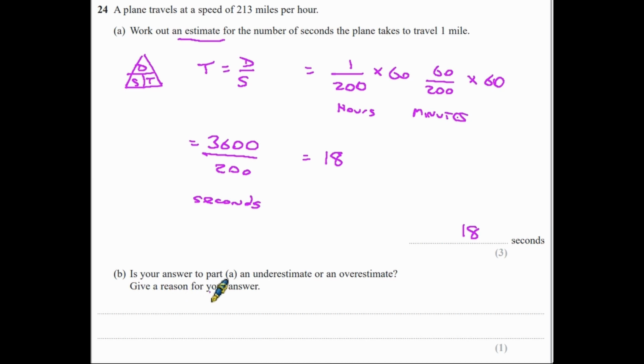Now part B said, is your answer an underestimate or an overestimate? Actually, if you look at what we've done, we have used a speed of 200 miles an hour. The plane is actually going at 213 miles an hour, so the time is actually going to be a little bit lower. It's travelling faster, so actually ours is an overestimate because we have rounded down the speed and effectively slowed it down a little bit.